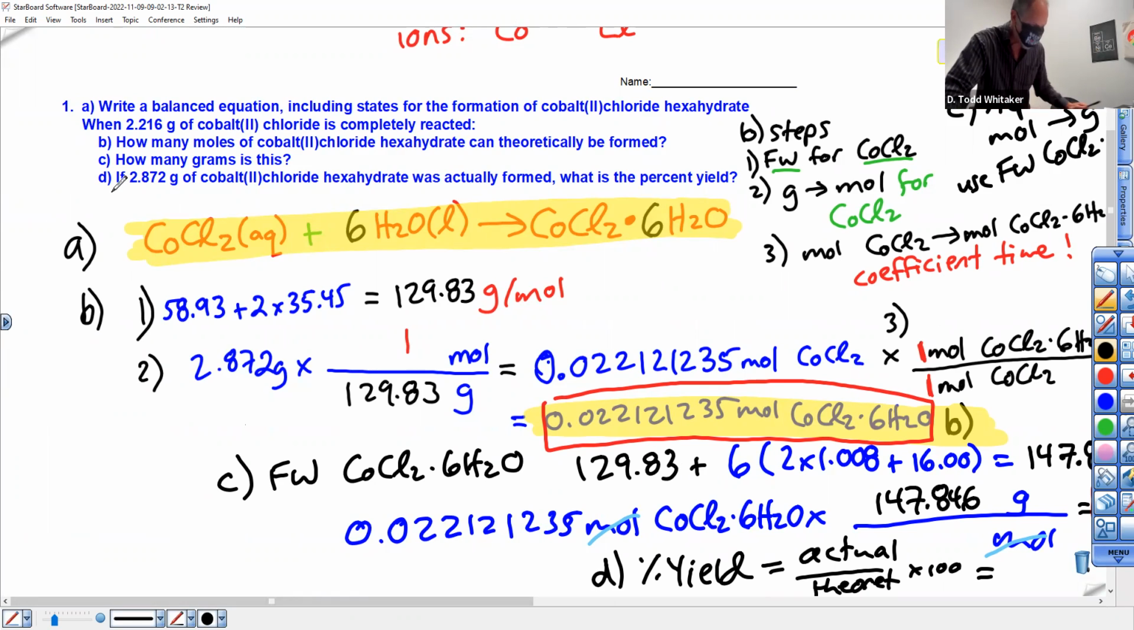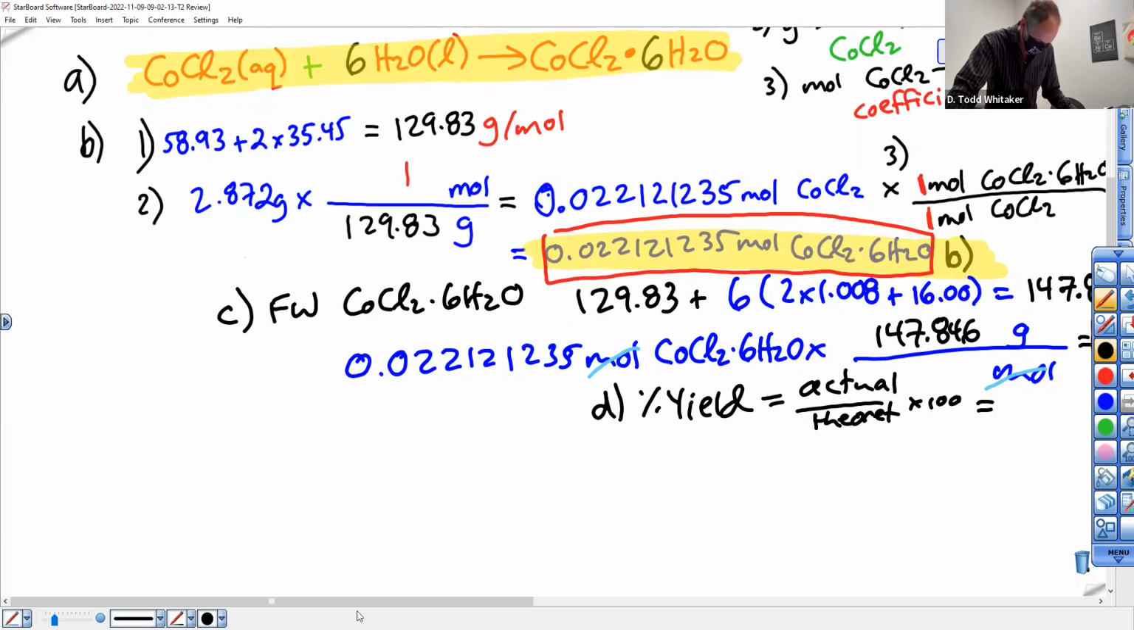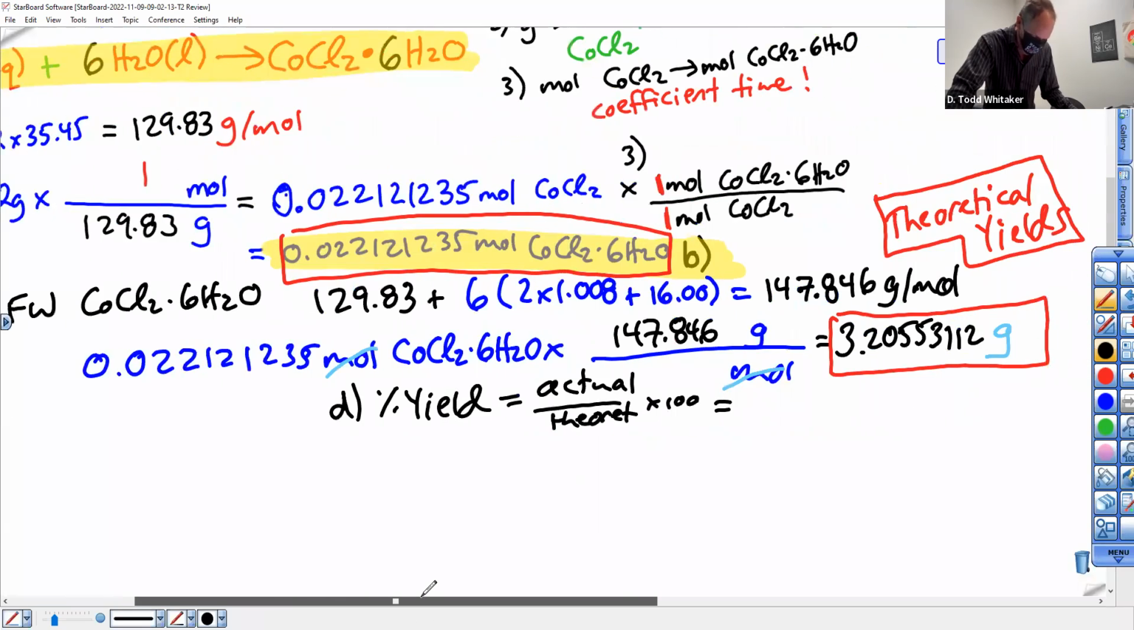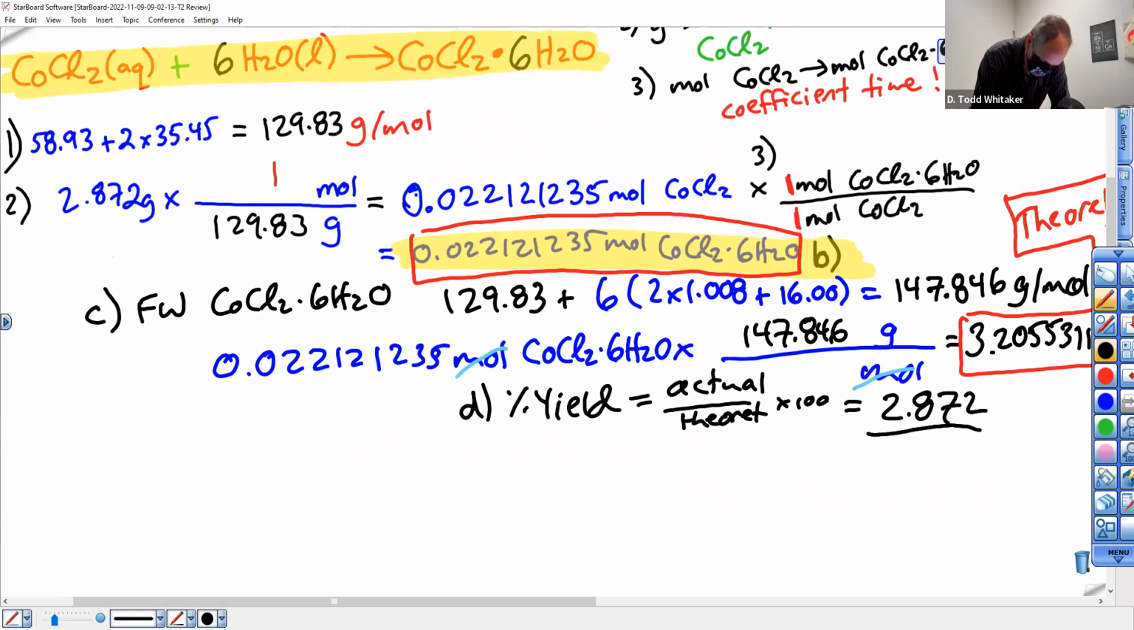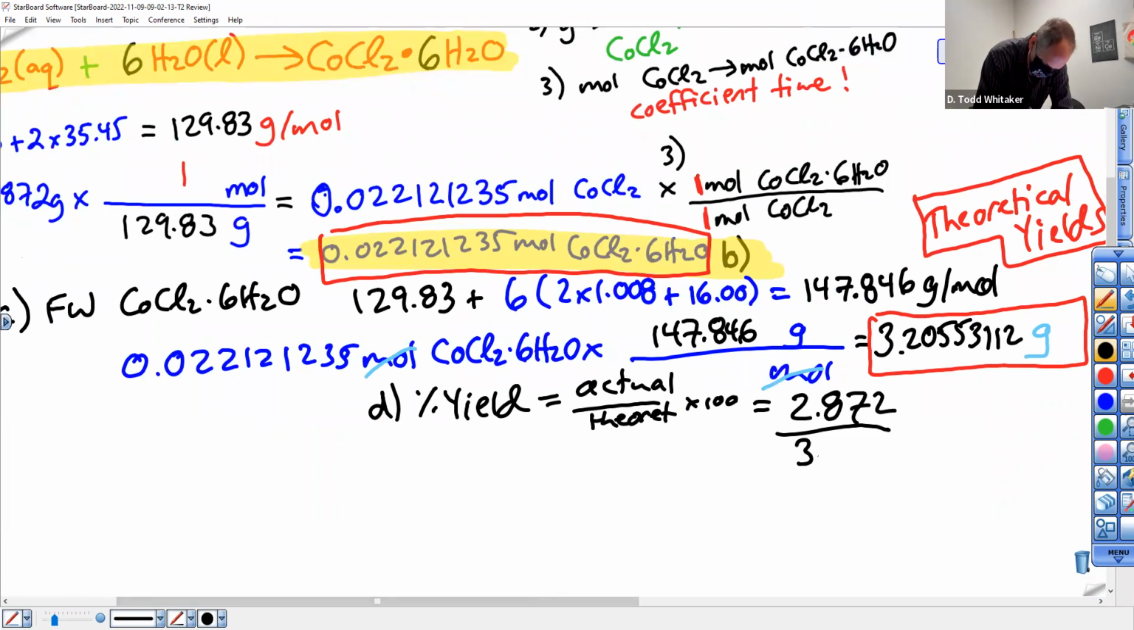2.872 is what you actually made. How do you know that? The word actually. How much could you theoretically make? Well, how many grams did you theoretically make? It's the answer to C. Okay. So actual, I have 2.872, straight from the question, over 3.205. This is where I made my mistake in my last video. I didn't copy this right.